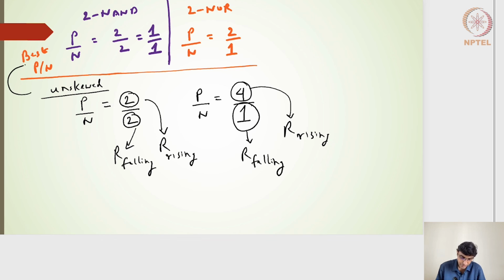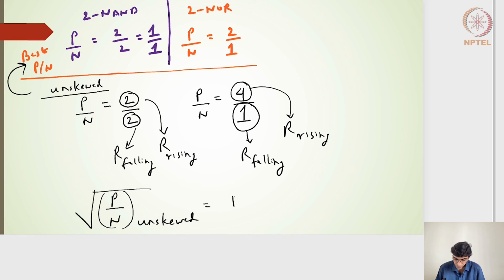So in that case, if I have an unskewed version, I should be able to get to the best P by N ratio. I can do that if I have an unskewed version, and if I take the square root of the unskewed version of the P by N ratio, then this one should be able to give me the P by N ratio. In fact, I'm going to write it as the best P by N ratio.